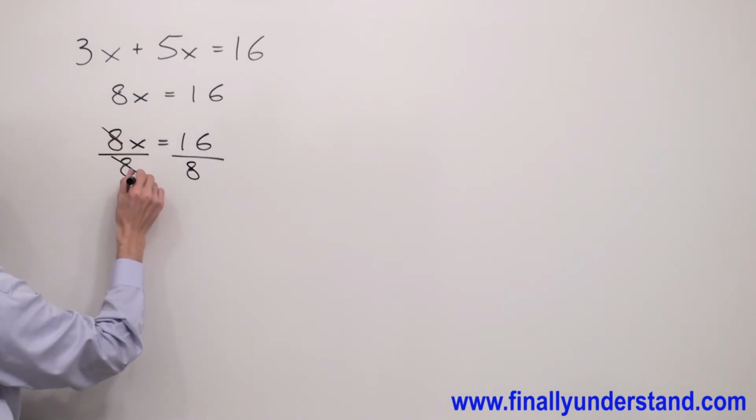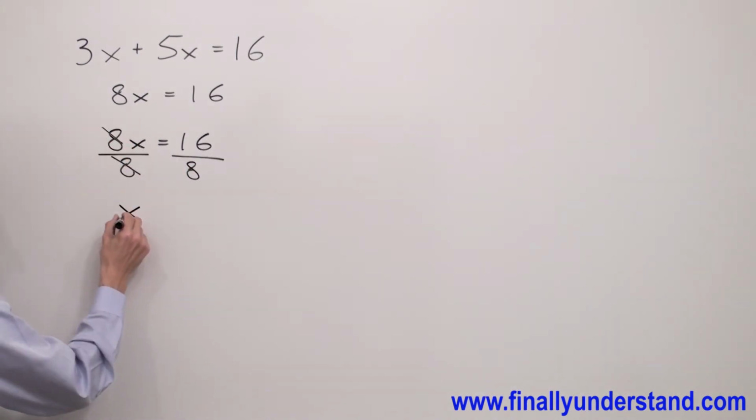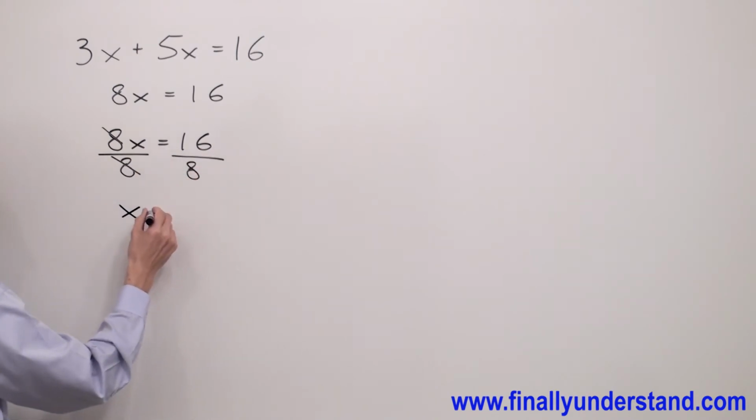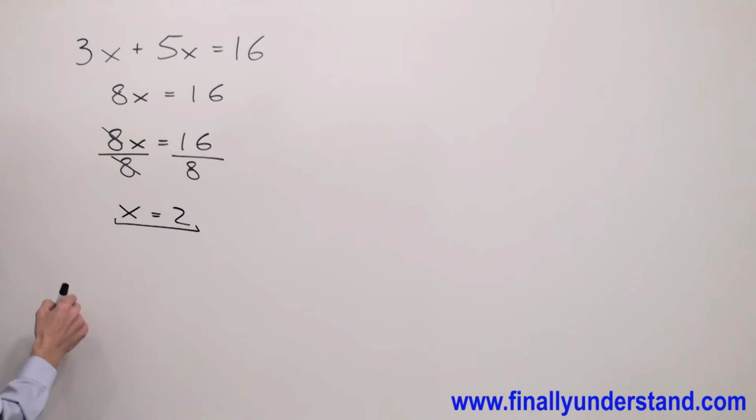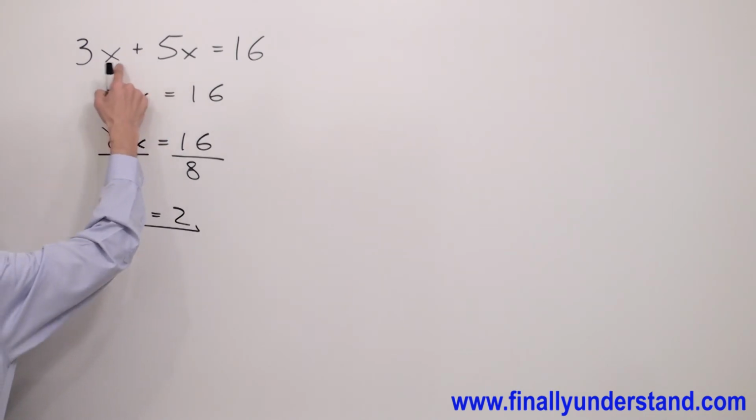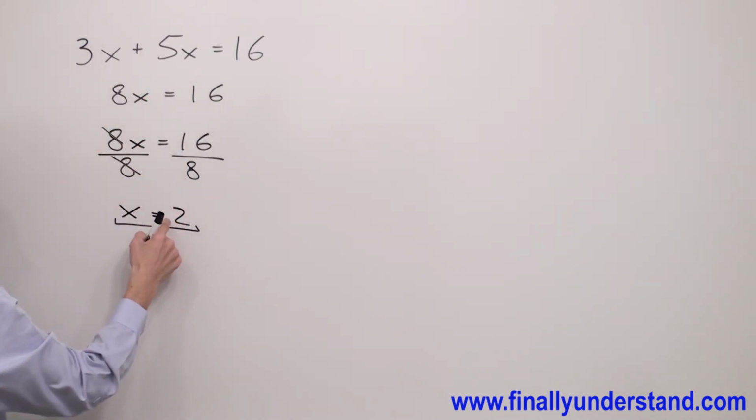8 and 8 will cancel out. I have x. 16 divided by 8 is equal to 2. And this is the solution to my problem. In order to verify if my answer is correct, I'm supposed to replace x in my original equation by 2.